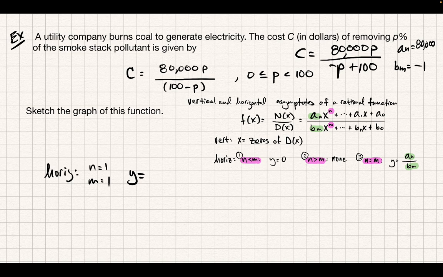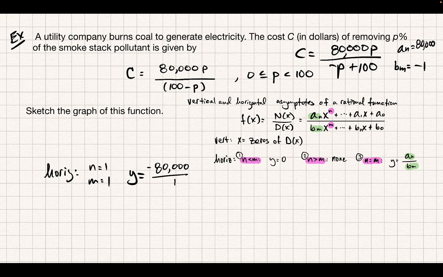And that's the vertical or the horizontal? Horizontal. So it would be y equals negative 80,000. That's a very high horizontal asymptote. Yeah.